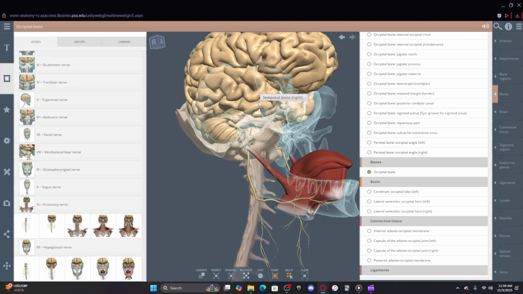All right, and that's all I really wanted to show you. I just wanted to show you where all these cranial nerves were coming from and traveling to, so you can kind of understand their functions when you're studying them.